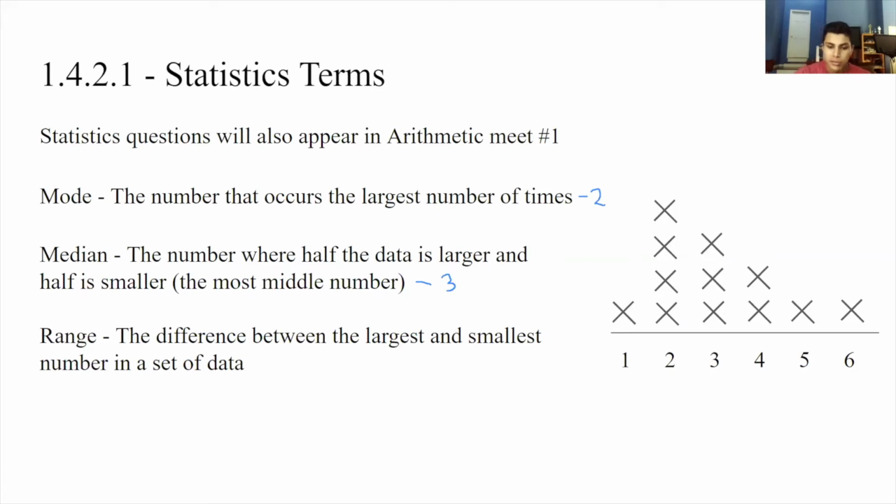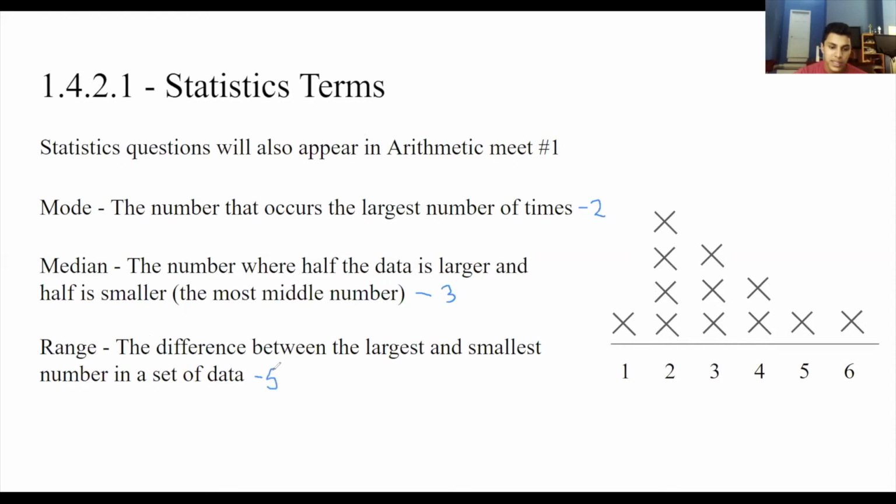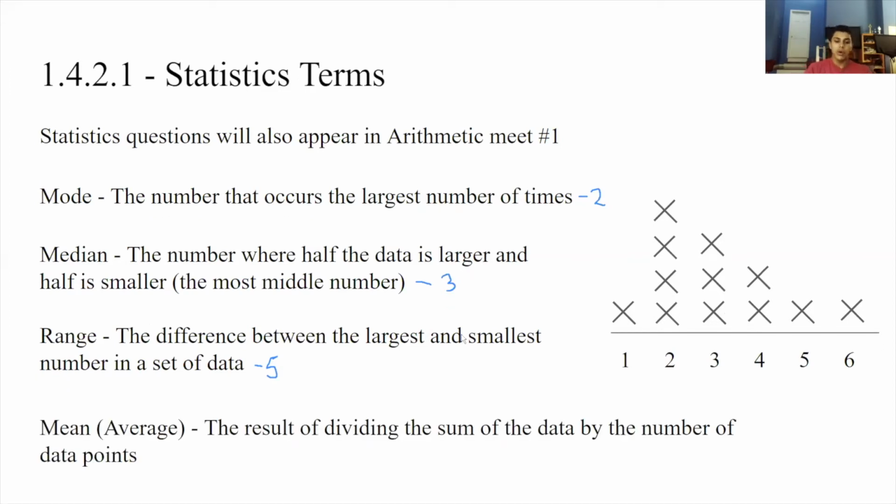So our largest number in this set of data is 6, and our smallest number is a 1. So the difference between 6 and 1 is 5. 6 minus 1 is 5, and so that gives us our range, which is 5 for this set of data. And then the final one that we have, the final term that they're going to ask you to calculate, is the mean, which we also call the average. And this is also a measure of central tendency. So this is the most complicated one by far. It's the result of dividing the sum of the data by the number of data points.